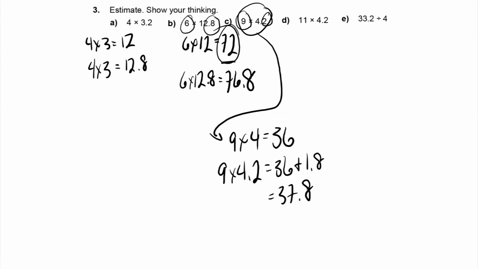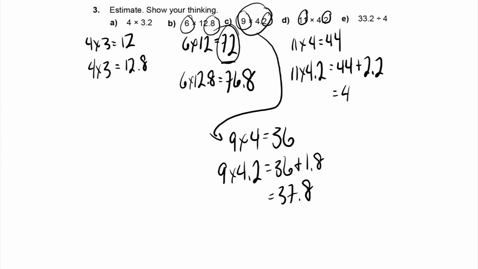11 times 4.2. 11 times 4 is 44. When I've got the 0.2 times there, so 11 now times 0.2, that's 22 tenths, or 2.2. So 11 times 4.2 is equal to 44 plus 2.2, which is 46.2.